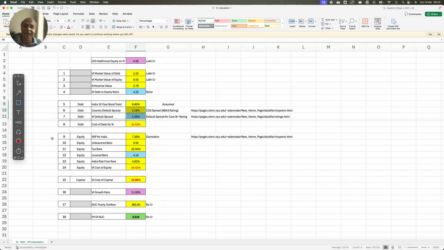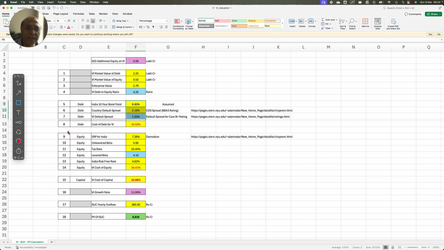Now, let's come to the cost of equity calculation. The company has debt and equity. In order for you to calculate the cost of capital, which is going to be the discount factor on which I am going to value the SUC, which I had calculated earlier because of the waiver of SUC, which will have a butterfly effect, I need to calculate the cost of equity. Now, for cost of equity, how do I make the calculation? Let's understand the fundamentals.